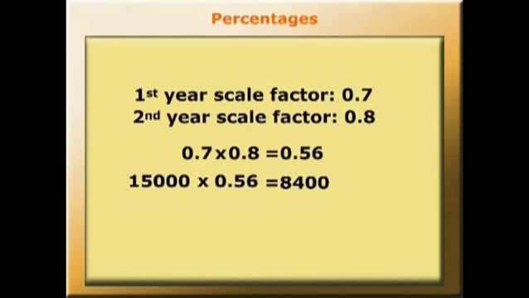Note that we can't say 30 plus 20 equals a 50% depreciation, so that the car is now worth half the original, i.e. 7,500. We can't do that. That's because the 20% depreciation in year 2 is 20% of the value at the end of year 1, not 20% of the original 15,000. So there are several ways of doing such calculations involving fractions and decimals, but the use of scale factors is often the most efficient.